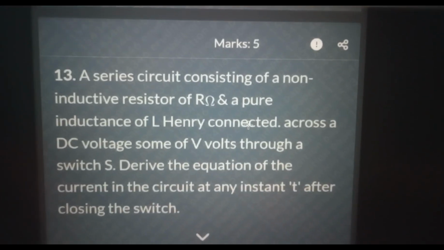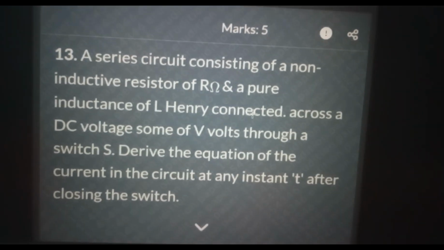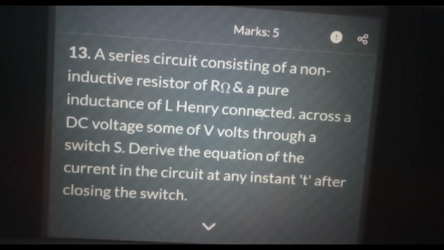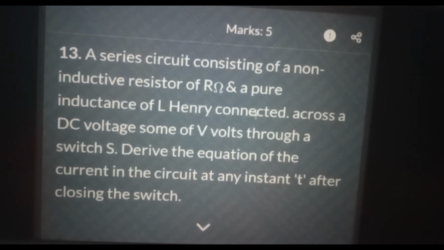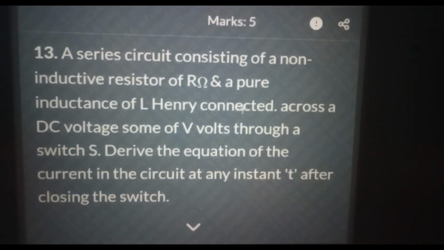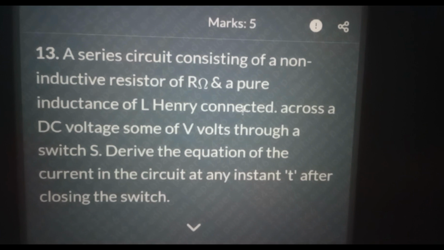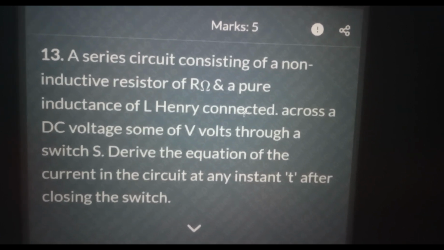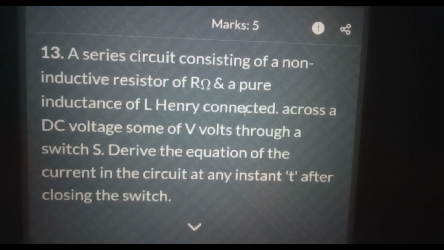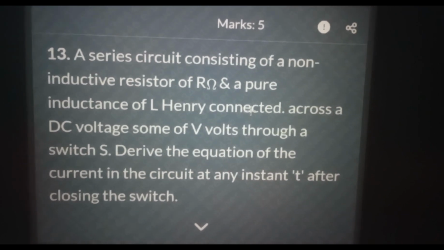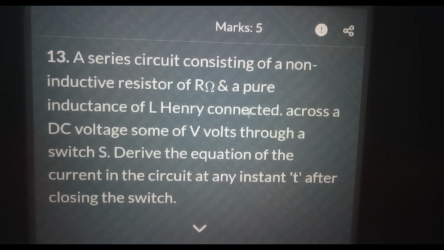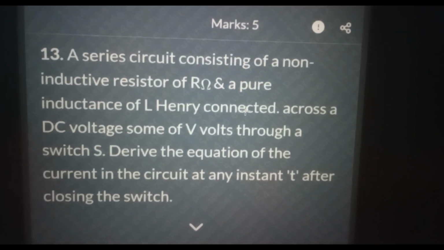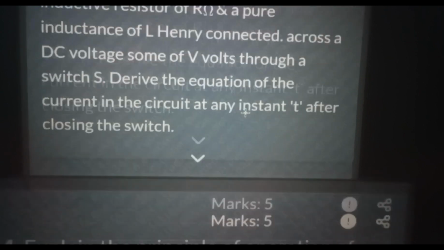Number 13. A series circuit consisting of a non-inductive resistor of R ohm and a pure inductance of L henry is connected across a DC voltage source of V volts through a switch S. Derive the equation of the current in the circuit at any instant t after closing the switch.